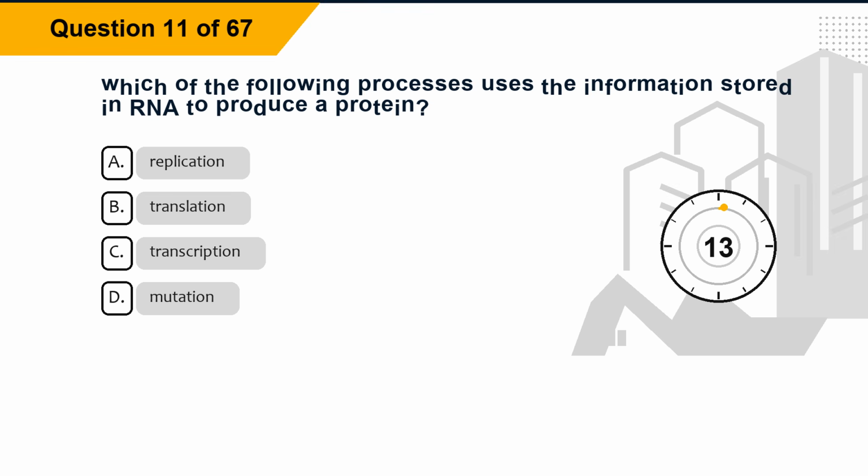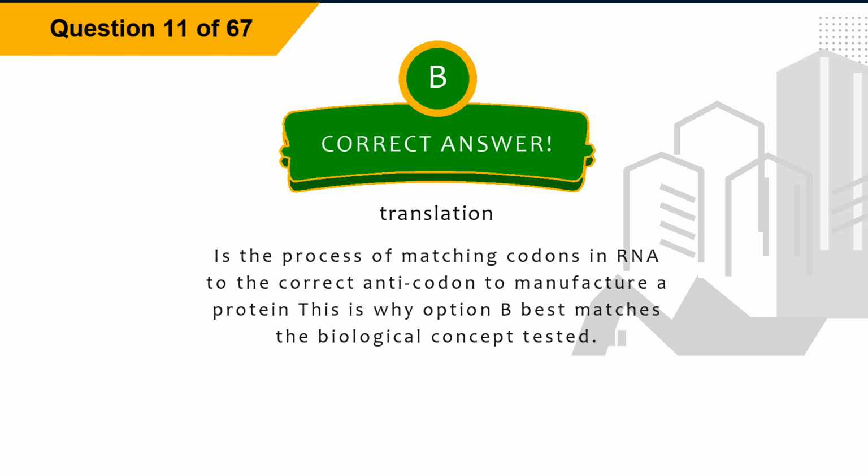Question 11. Which of the following processes uses the information stored in RNA to produce a protein? Option A, replication. Option B, translation. Option C, transcription. Option D, mutation. The correct answer is option B, translation.